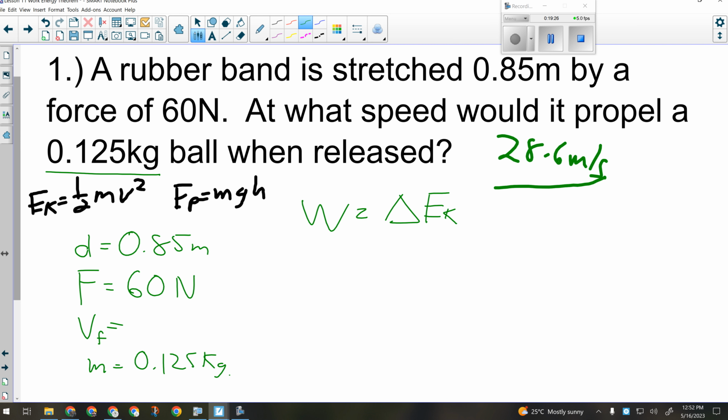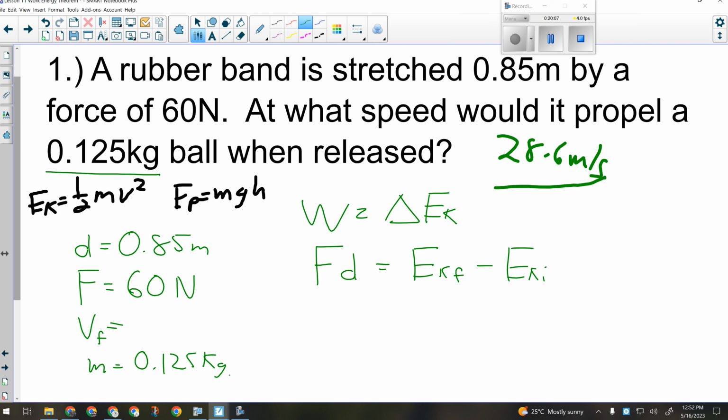Now, do I have a formula that calculates work? What two things do I multiply together to get work? Force and distance. And how do I usually calculate change? What does delta mean? I'm going to subtract things. What two things am I going to subtract? Final energy and initial energy. Okay. So my final kinetic energy minus my initial kinetic energy.